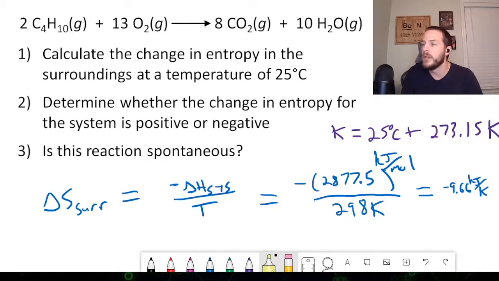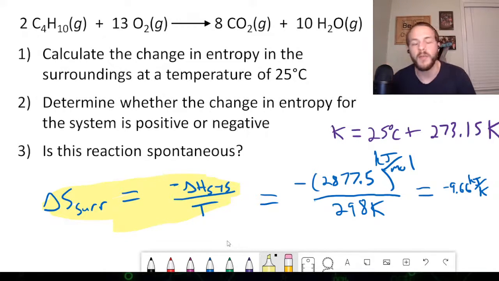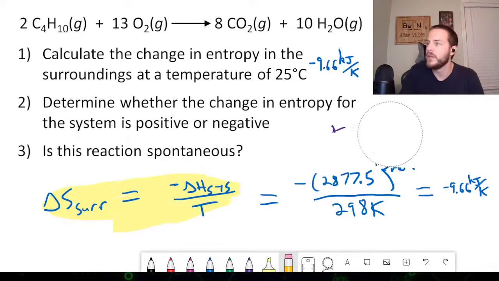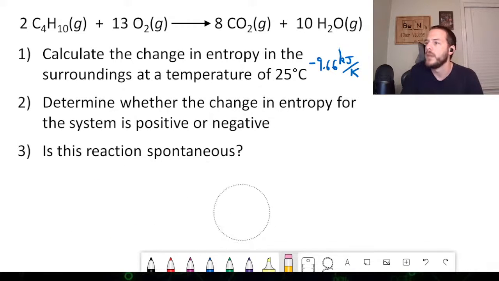All we were doing is we were just applying this formula here, in which we have the entropy change for the surroundings is equal to negative enthalpy change for the system divided by the temperature in kelvins. And again, this only works when you have conditions of not only constant temperature, but also constant pressure. If you don't, then this equation won't work, right? So we calculated that. So I'm just going to write this in. I'm just going to squeeze it in up here. Negative 9.66 kilojoules per Kelvin, right? All right, so now I'm just going to erase all this stuff here, and we will get started with the second part of this problem here.